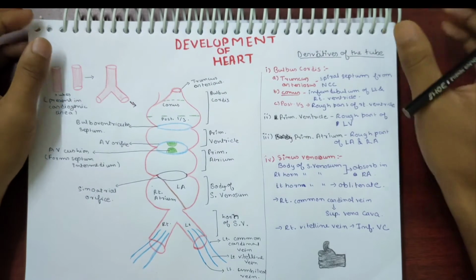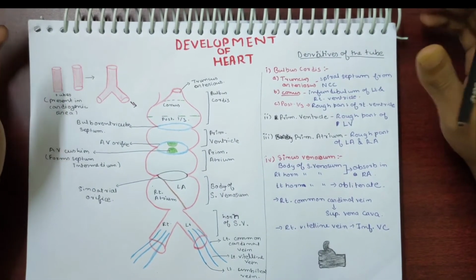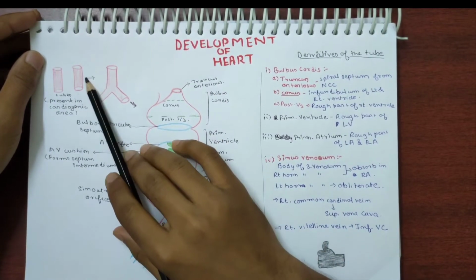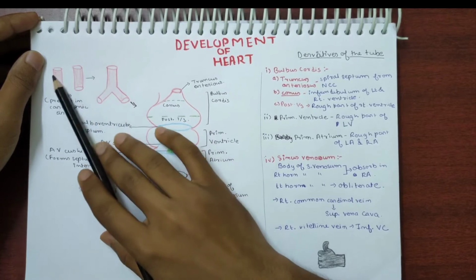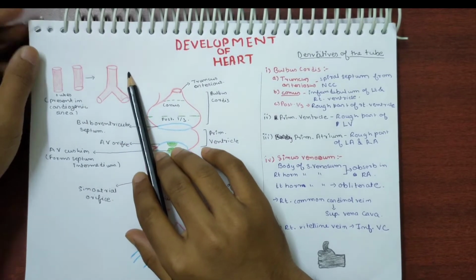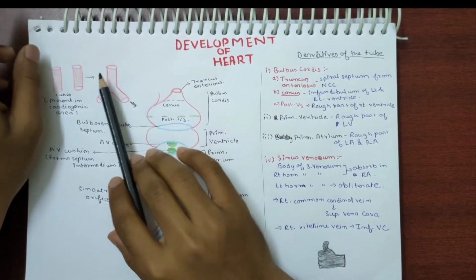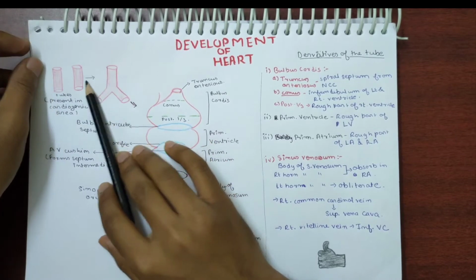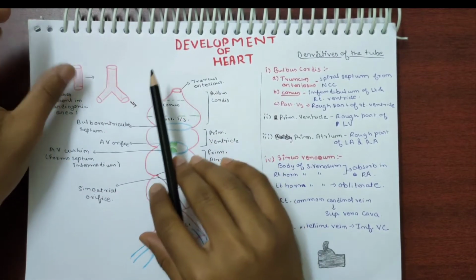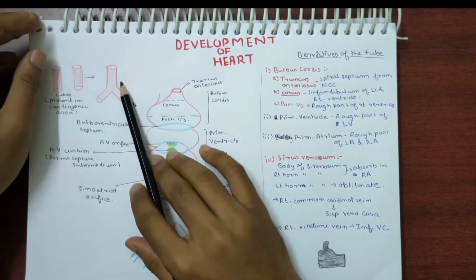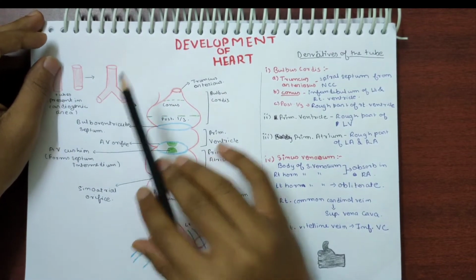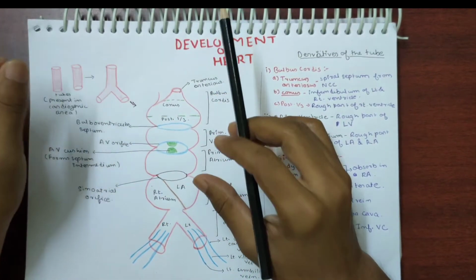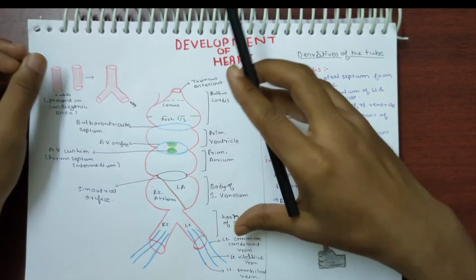Okay, so how does the development start? First of all, there will be the development of two tubes, as you can see here. These two tubes will be present in the cardiogenic area, and they will further fuse to form a single tube. Now this fusion is somewhat different from a normal fusion, in that the upper part will fuse completely while the lower part will still remain intact. So what we get in the end is a single tube with one upper end and two lower ends. Now this single tube will further undergo modifications, or convolutions, to give rise to the typical heart tube.